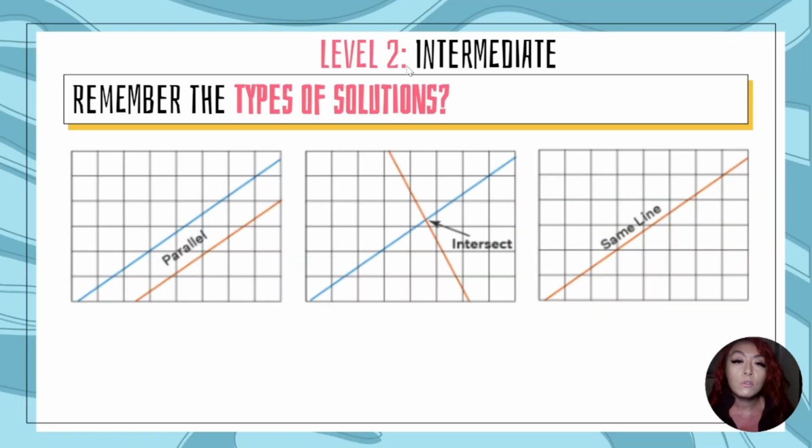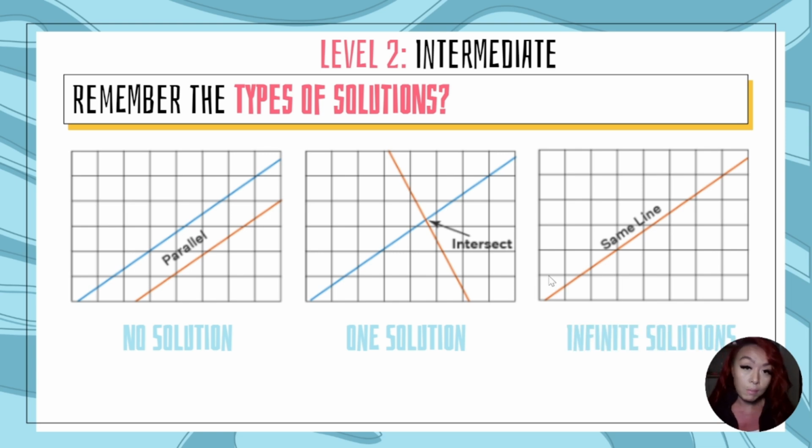Moving on to our Level 2, the intermediate level. Do you remember the types of solutions that we talked about in the previous lesson? If we have two parallel lines, it means that the system of equations has no solution. If we have two lines that intersect, it means that this system of equations has one solution. If we have the same line, it means that there are infinitely many solutions. So this is going to be important to keep in mind when solving algebraically.